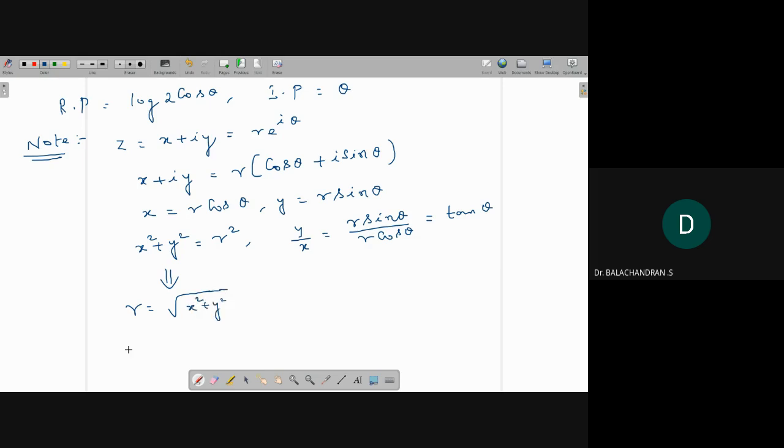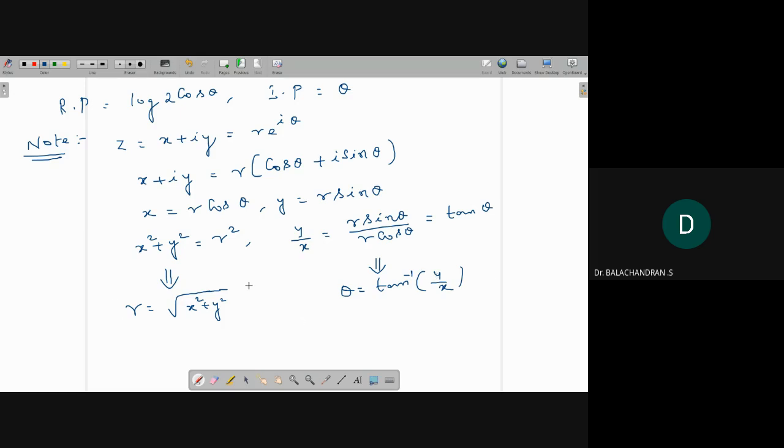So you can keep r equal to root of x square plus y square. And tan theta equal to y by x. What is theta? Theta equal to tan inverse of y by x. So this is r, this is theta.